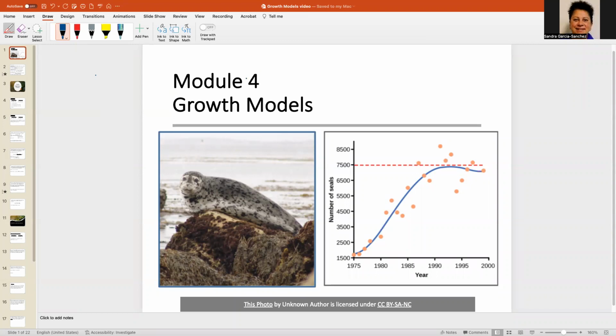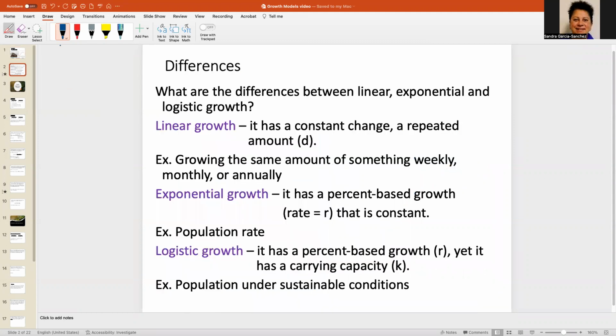Hi guys, I just wanted to give you a very fast review about growth models, emphasizing the most important part about it before you take exam number 2. The first thing that you need to remember is the difference between these models. That's the main key to understand which formula you're going to use in the exam.